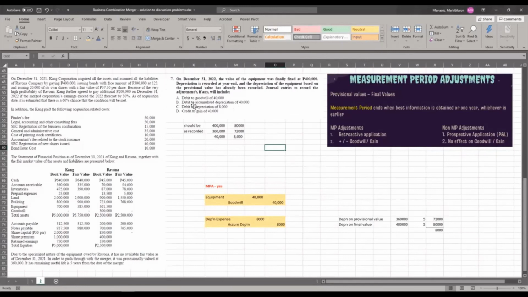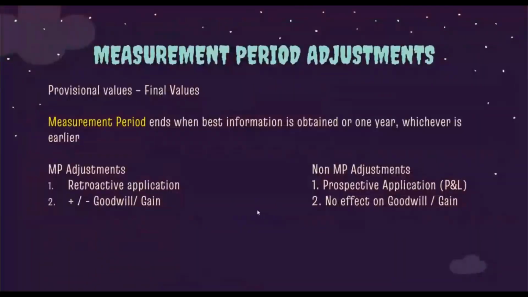So, sabi dyan, debit to goodwill? Hindi, kasi it's credit. Debit to accumulated depreciation of 40,000? Again, hindi, kasi 8,000 lang dapat. Debit to depreciation, 8,000. Credit to gain, hindi rin, kasi ang credit natin is goodwill. Okay, so the answer is letter C. Okay, so that's requirement number 7.